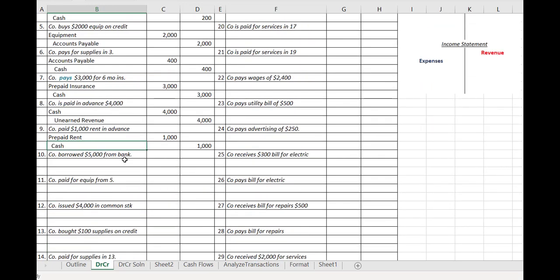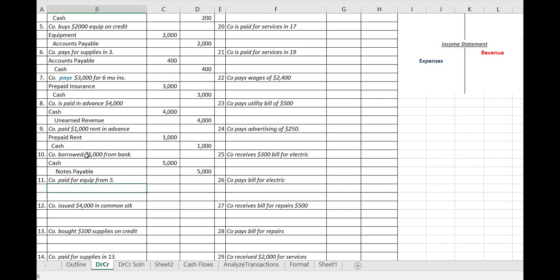Alrighty. Now we borrowed money from the bank. So think, which way is cash flowing? Cash is coming in, so I would debit cash. And next, we're going to increase a liability, so I would increase notes payable. It wouldn't be an account payable. An account payable is like with a vendor, somebody who we buy from. So this would be a note with the bank.